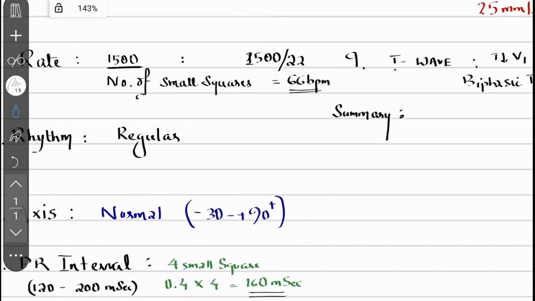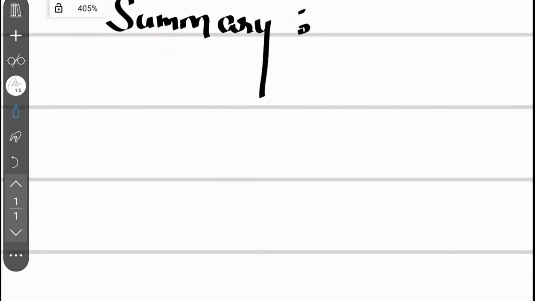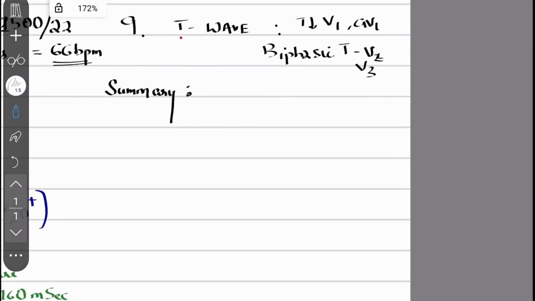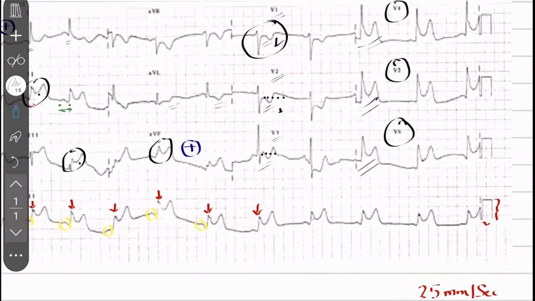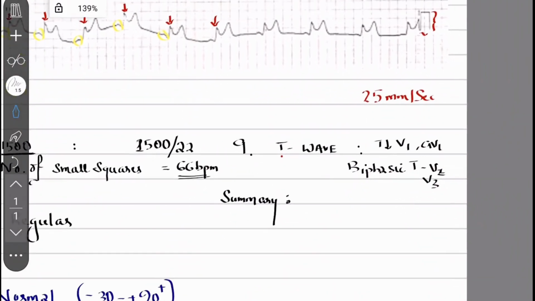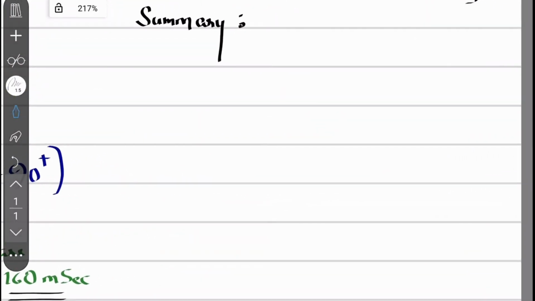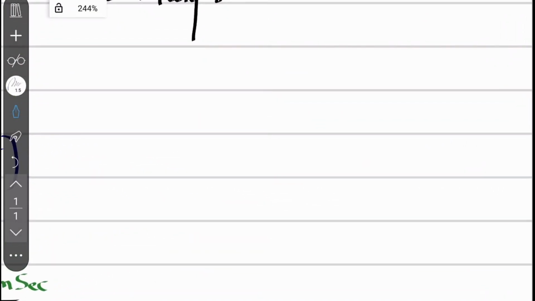Okay, let's come to the summary. What is the summary of this case? Before the summary, let's look at the R wave progression. You see that in V3 the R wave is much bigger. The height of the R wave is much bigger compared to anywhere else. So what could we finally diagnose? In which leads do we get positive deflections? You see the anterior leads.